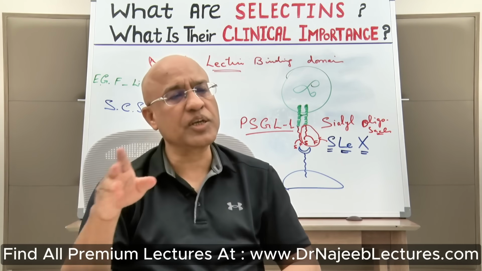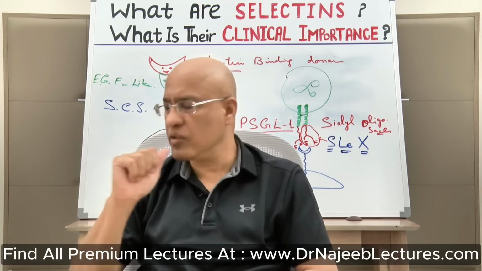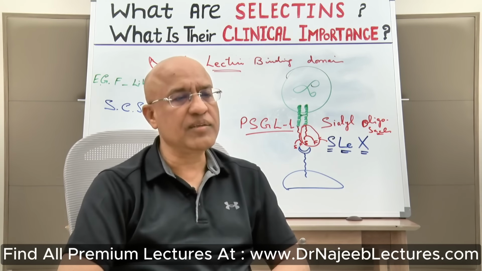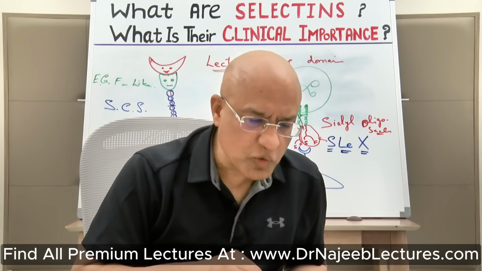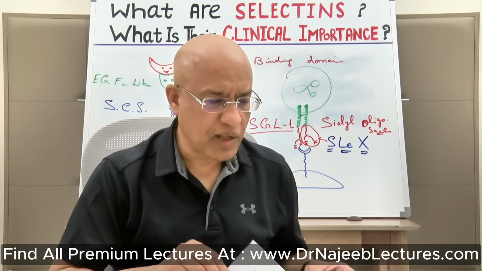From there, these lymphocytes will extravasate and try to interact with different antigen presenting cells so that they can see whether their relevant antigen is there or not, right? These are the two functions I told you: recruitment of leukocytes and trafficking of lymphocytes.